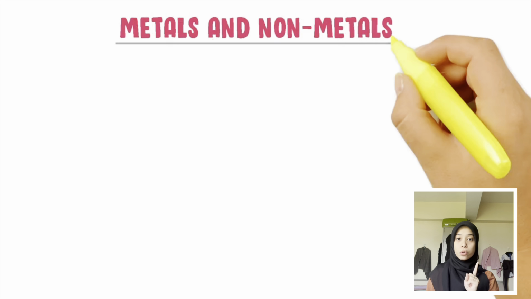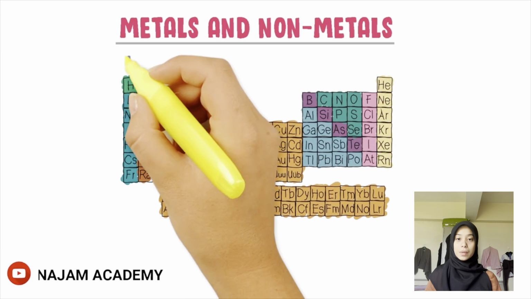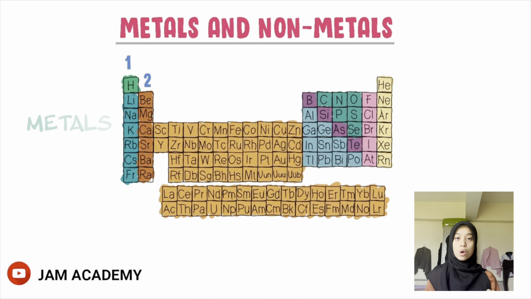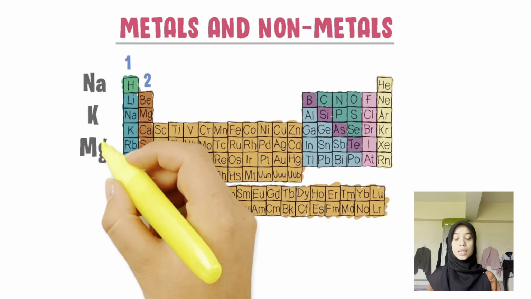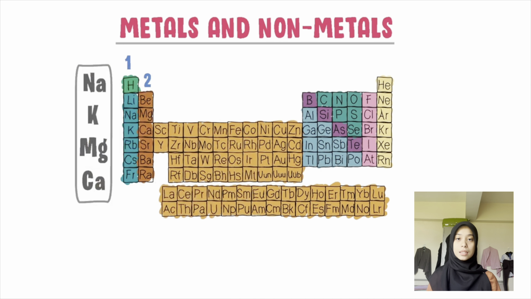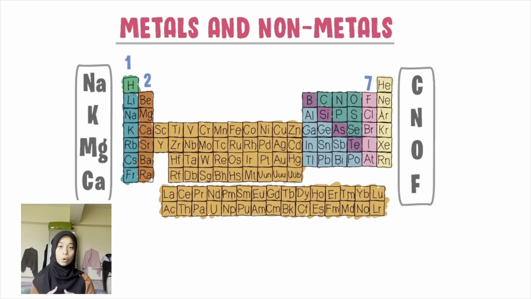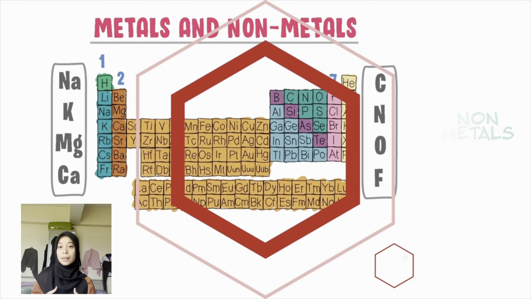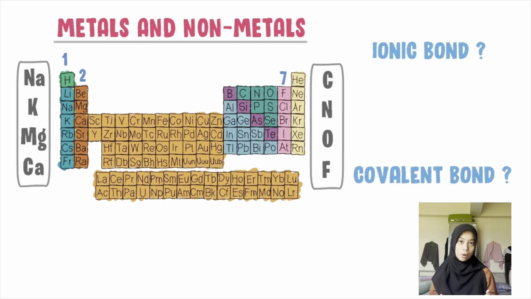First things first, you must know about metals and non-metals. In the periodic table, group 1 and group 2 are known as metal elements, which are sodium, potassium, magnesium, and calcium. On the other side, carbon, nitrogen, oxygen, and also group 7, which is fluorine, are known as non-metals. So, back to the topic, how can ionic bond and covalent bond exist?